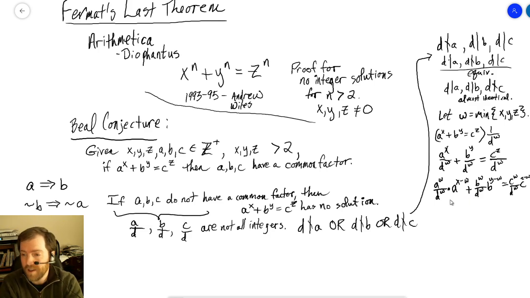Then, depending on what case we had, we've got now a over d raised to the w times a to the x minus w plus parentheses b over d to the w times b to the y minus w equals c over d to the w times c to the z minus w.